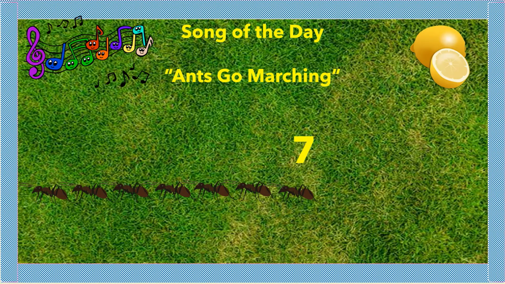The ants go marching 7 by 7, hurrah, hurrah. The ants go marching 7 by 7, hurrah, hurrah. The ants go marching 7 by 7, the little one stops to eat a lemon. And they all go marching down to the ground to get out of the rain. Boom, boom, boom.